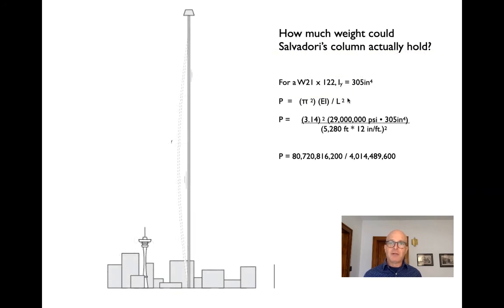Now, just for fun, if we take Euler's formula and we apply it to Salvadori's column, right, what we find is that when we run the math, even though we have a massive modulus of elasticity up here and a pretty good moment of inertia for a W21x122, we have a massive number down here, right? A mile of inches is an enormous figure, 4 million something. So what we find is that Euler says that column can only carry 21.72 pounds. And even then, if we take the weight of the 122 pounds per linear foot column and extend it for a mile, we find that the column itself weighs 644,160 pounds, right? A little bit more than 21 3/4.